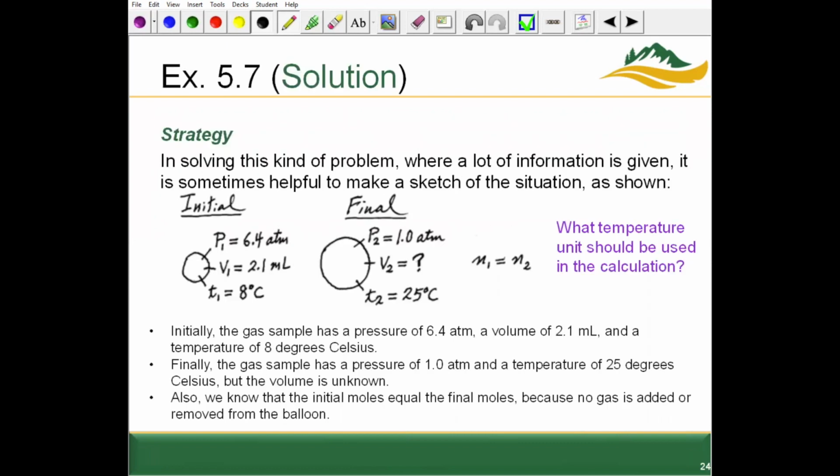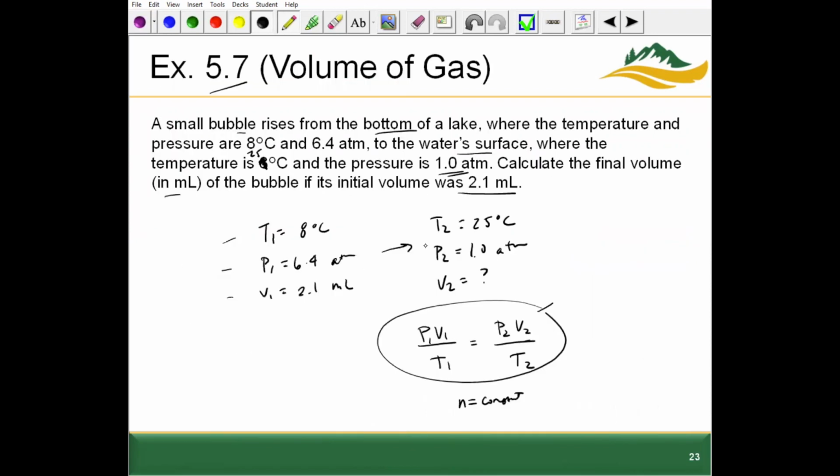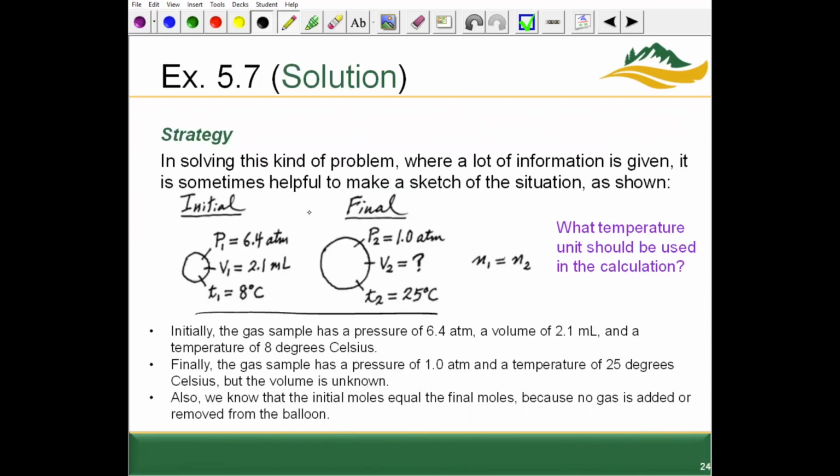It can be helpful to draw out a visual like this as well. It's up to you. I like to write out final and initial conditions like this, but it can also be helpful to draw a fun picture where this is the bottom of the lake and then it rises to the surface of the lake. Now, what temperature unit should we be prepared to calculate? We have it in Celsius. Well, we definitely are going to want to convert these into Kelvin.